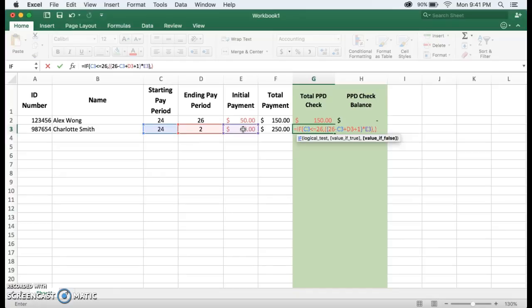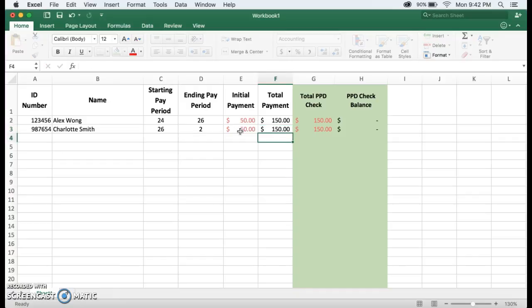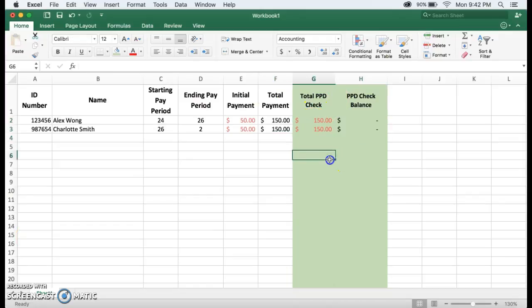And if it's false, then we just do our basic equation, which is the ending pay period minus the starting pay period plus 1, and then we multiply the initial payment, close parenthesis, and that should be done. So if we change this to the 26 pay period, so that's 26, 1, 2, it's going to be $150. So there you have it. It's pretty easy, it's pretty quick, but it really helps us a lot, and it helps us save time. So that's all for today.